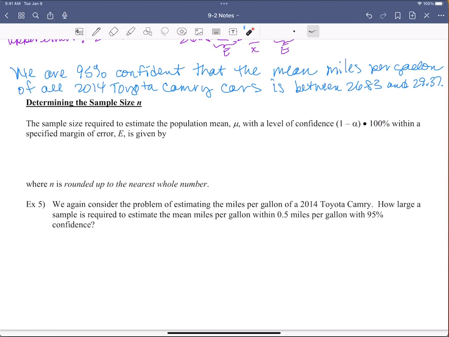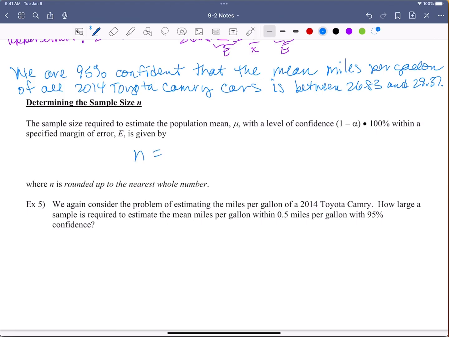Now the same situation for the mean that we did with proportion applies when we determine a sample size. Yes, StatCrunch can do it, but I honestly feel like it's easier just to plug it into the formula with your calculator. So we're going to pull that formula out here and work with it. The sample size required to estimate the population mean with a particular level of confidence within a specified margin is given by this.